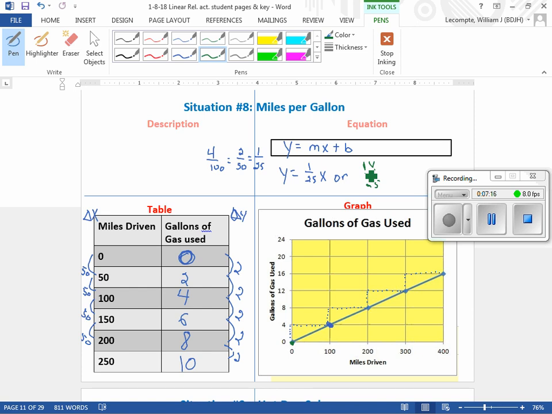Right, so here's that my car uses 1 gallon of gas for every 25 miles I drive.